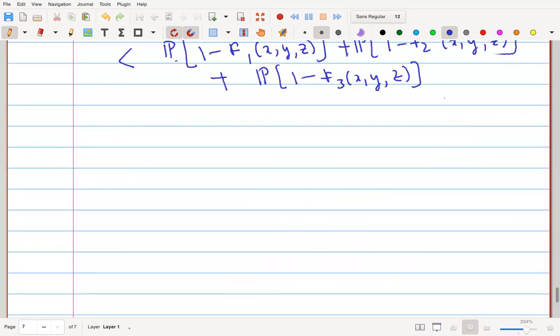So the reason I can write it is that 1 minus f pointwise is less than 1 minus f1 plus 1 minus f2 plus 1 minus f3.